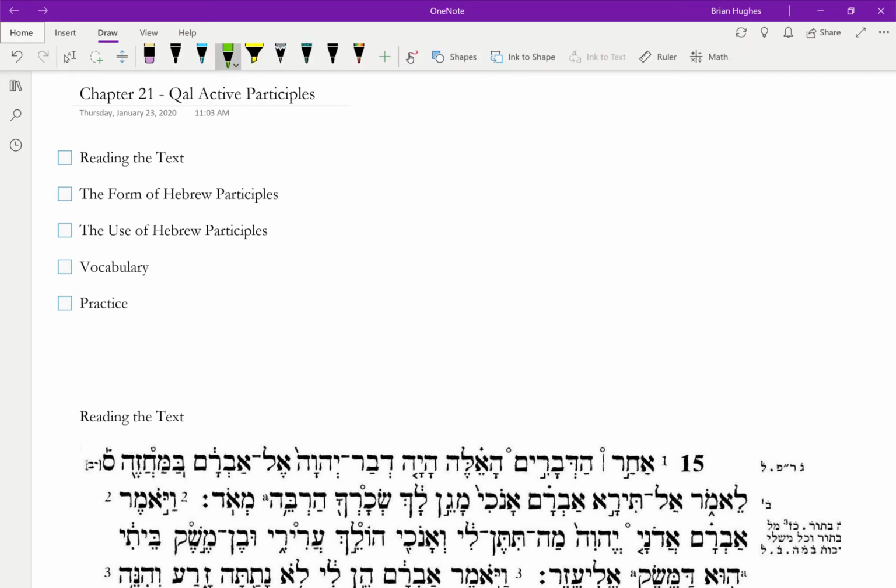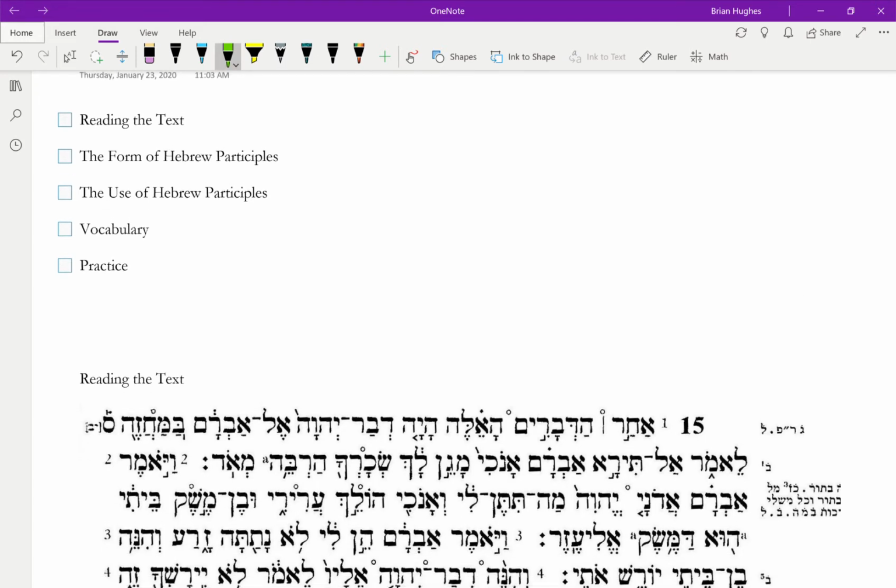Right, in this lecture we're going to start getting into the new material for the semester. We're in chapter 21, which introduces the qal active participle.